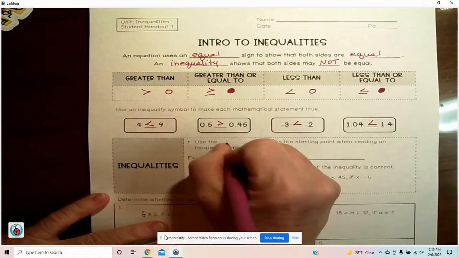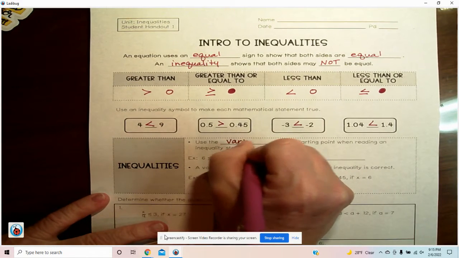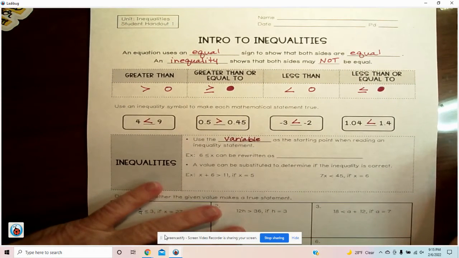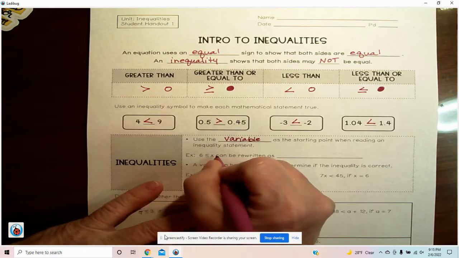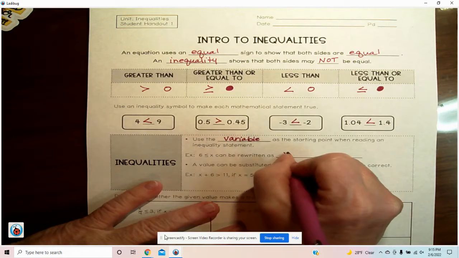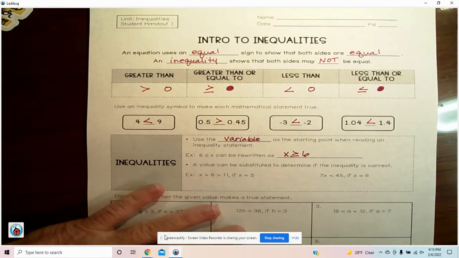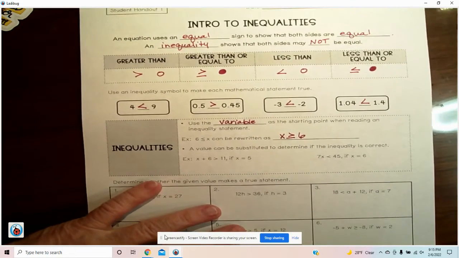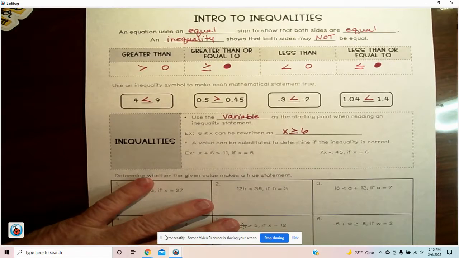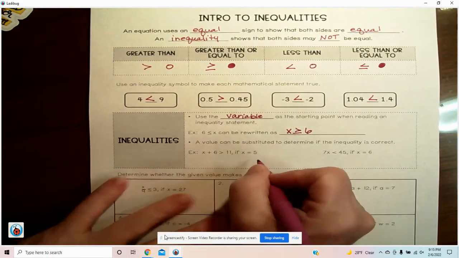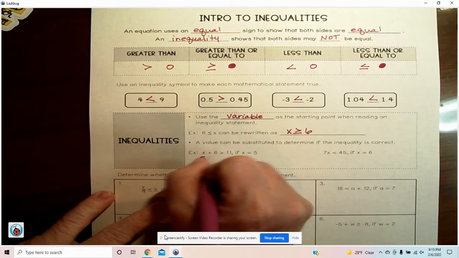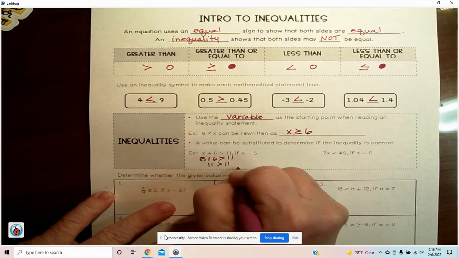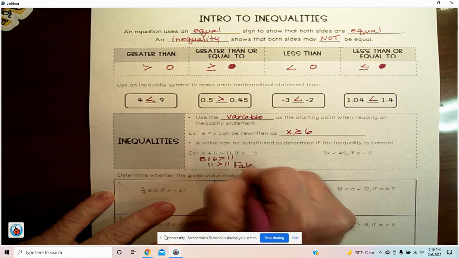So in inequalities, we use the variable, just like we did in equations, as the starting point when reading an inequality statement. 6 is less than or equal to x can also be written as x is greater than or equal to 6. These are the same thing. And a value can be substituted to determine if the inequality is correct. For example, x plus 6 is greater than 11 if x equals 5. If I put 5 plus 6 is greater than 11, is 11 greater than 11? No, so that answer is false.